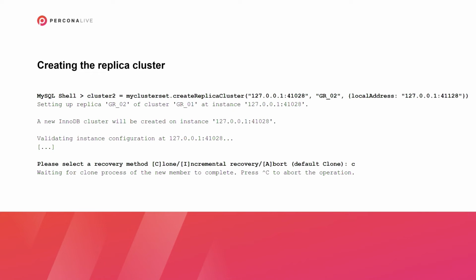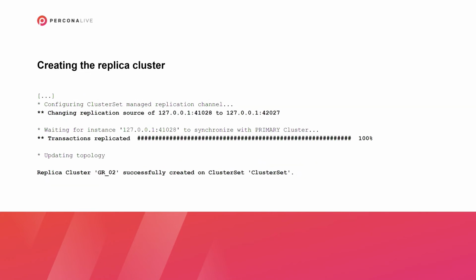It will automatically clone. It will ask you how you want to clone your primary. In this case, the clone is the default, and it is one of the best performing ways of cloning data. So if you just accept, it will do all it needs to do. It will change the replication source of your single instance to replicate from the primary of your InnoDB cluster. It will replicate all transactions, and it will create your secondary cluster for your cluster set.